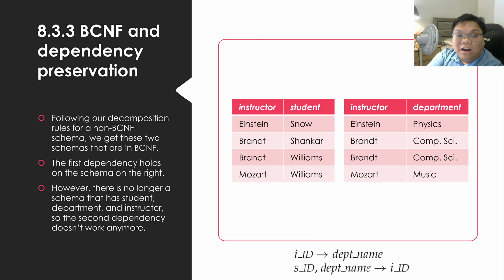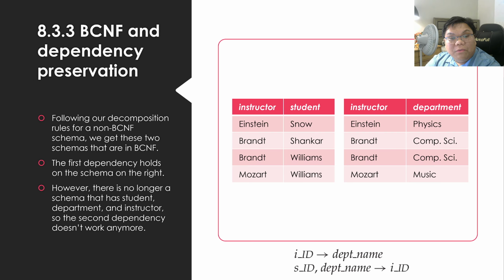Okay, so what about our functional dependencies down here? Instructor determines department name, and student and department name determines instructor. Well, we have the functional dependency instructor determines department name. That holds for the instructor and student table. But look what happened. We have our functional dependency student and department name determines instructor, but there is no more table for which that functional dependency would hold.